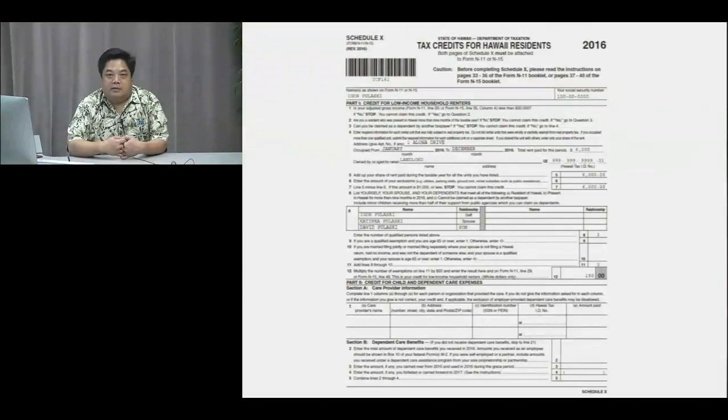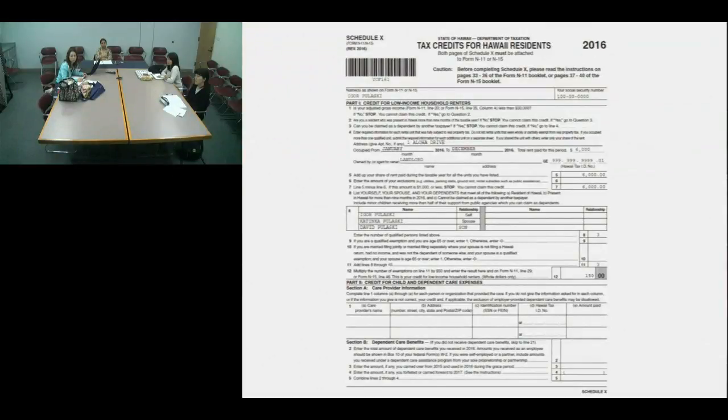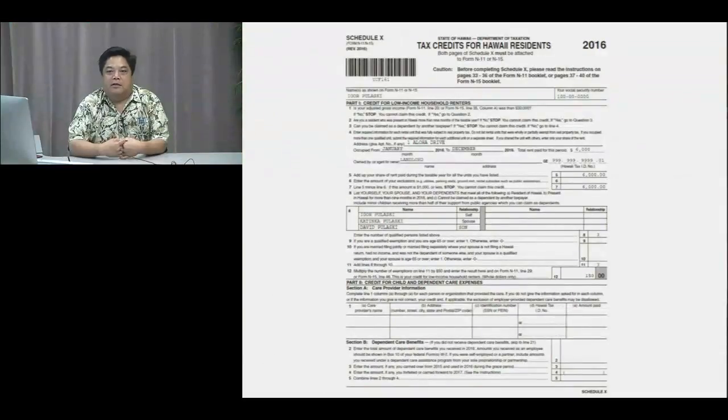Okay, so I should use N15 form for Hawaii state tax form, but the federal tax form is different. Yes. Okay. We had the federal tax workshop two days ago, and you can always go back to the PowerPoint to look at the federal tax workshop. Okay, thank you.